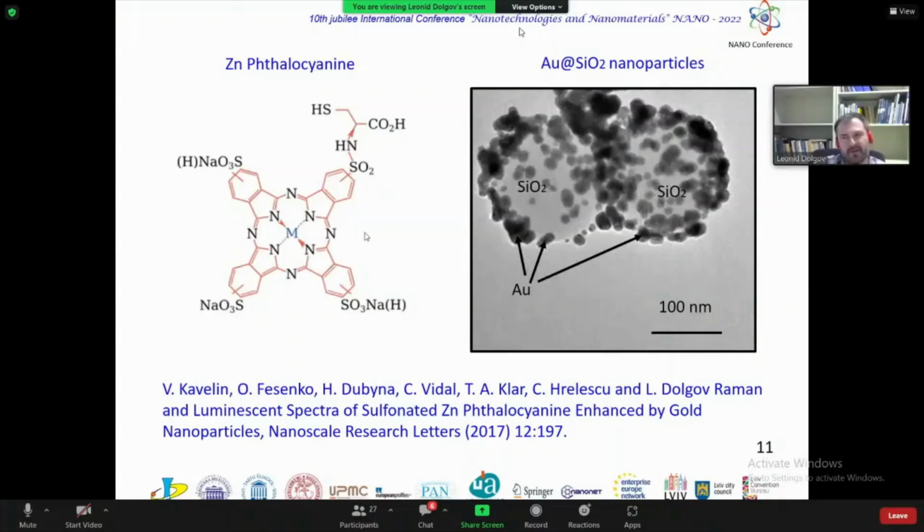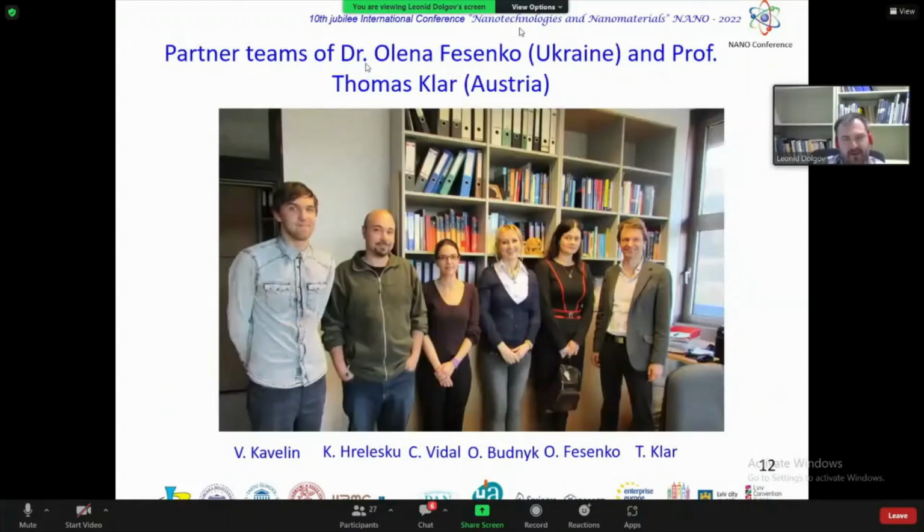It's a molecule which is very popular now for organic solar cells and photodynamic therapy of cancer. And we placed this molecule on the surface of gold islands, some exotic nanoparticles. This work was done in collaboration with two scientific groups. One was the group of Dr. Elena Fesenka from the Institute of Physics, Ukrainian Academy of Science, and another group was from Austria, the Institute of Applied Physics, led by Professor Thomas Clark.